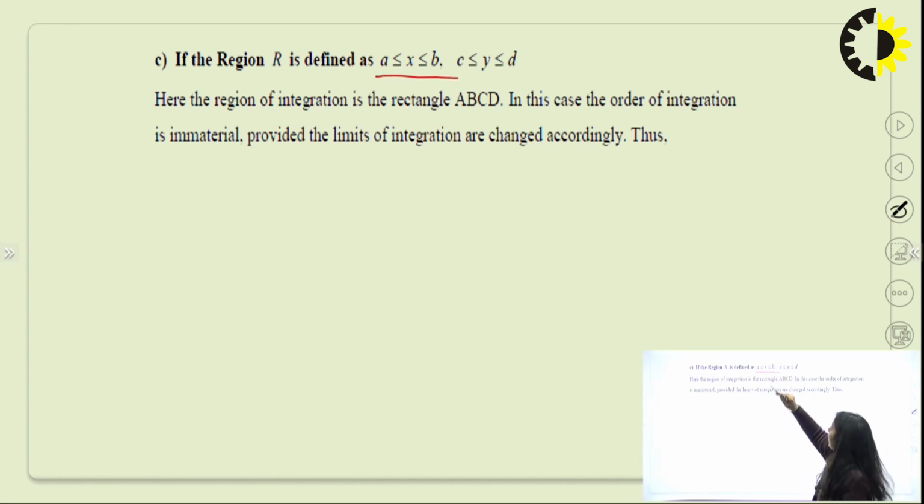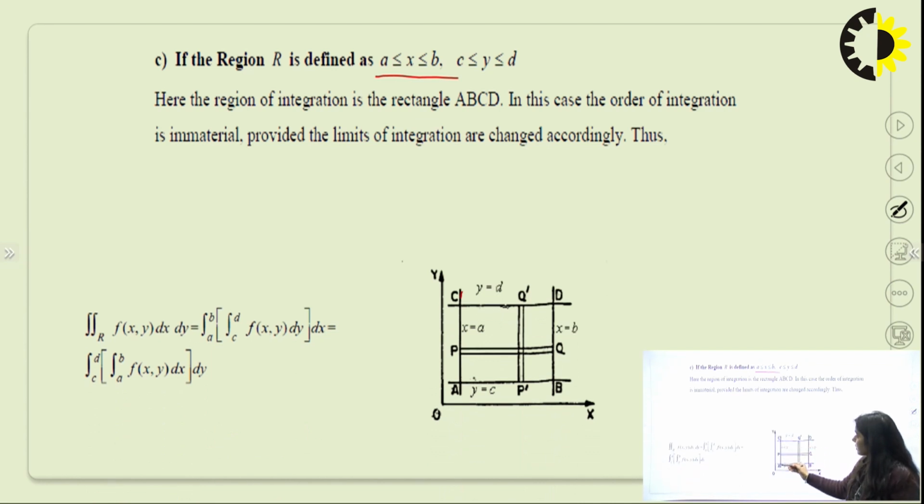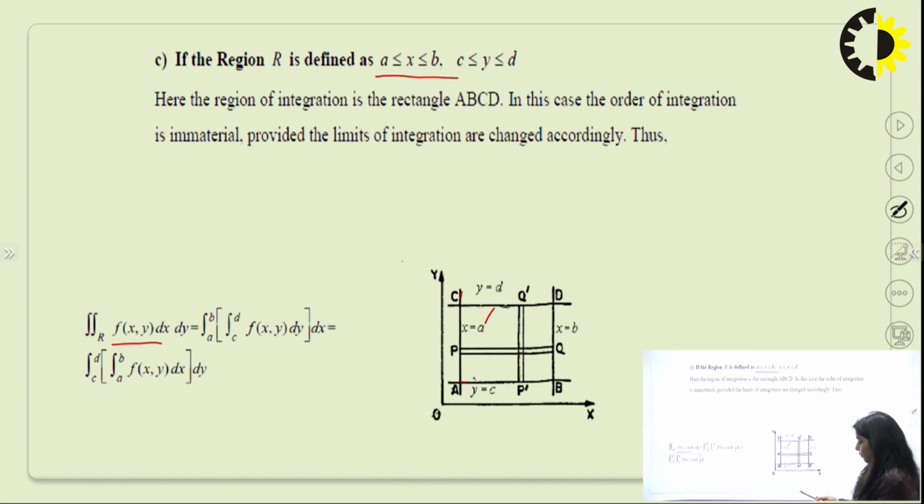Now if the region is bounded such that x is from a to b and y is from c to d, here the limit of x is constant and the limit of y is constant, so the region will be in rectangular form. Now here this line is x equals a, this line is x equals b, this line is y equals d, and this line is y equals c. So this is the required region. Now we have to find the double integration of f(x, y). Here we can integrate the function with respect to x first or with respect to y, because both x and y have constant limits. So we can find the integration with respect to x or with respect to y, whatever we want.